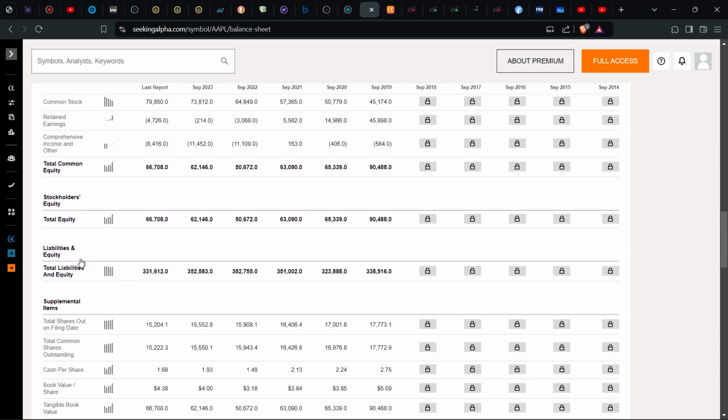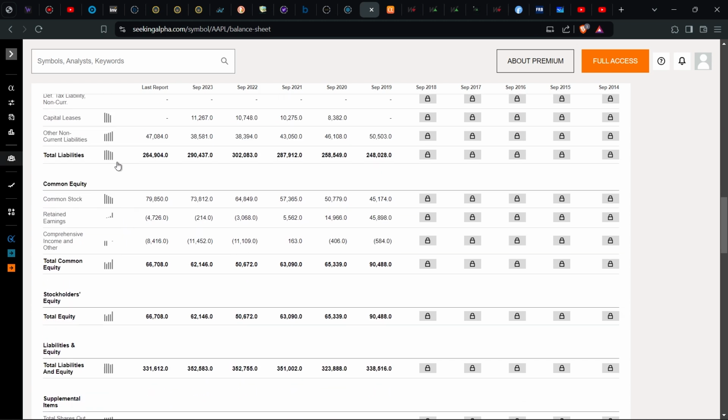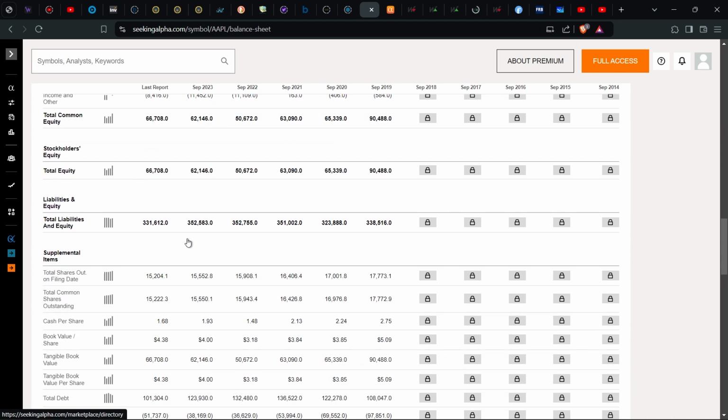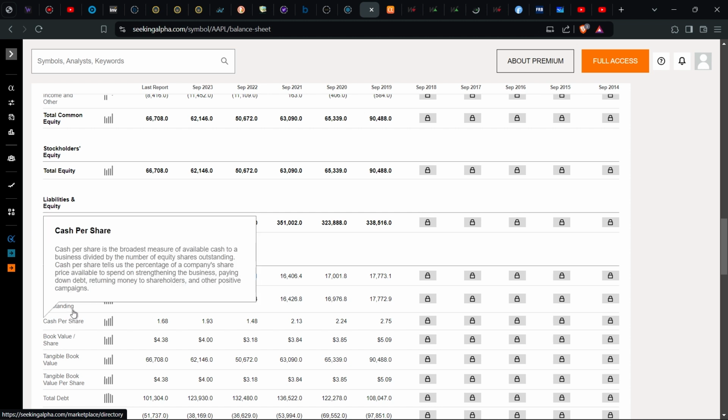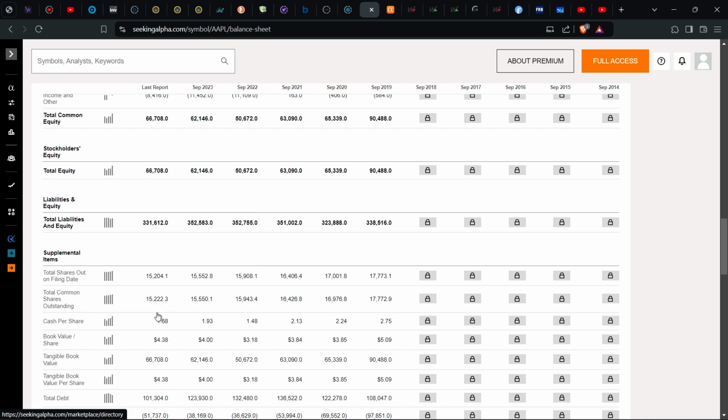So now this is Seeking Alpha. I'm sure you remember this is the same balance sheet like that one. This is for Apple, and down here on supplemental items, you can see they have written there. They have given you the metrics.